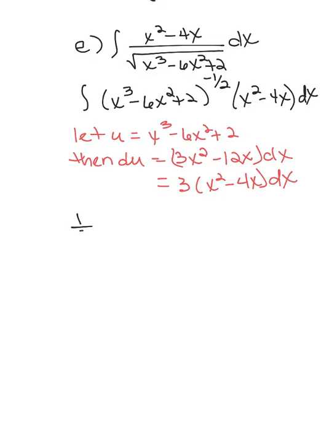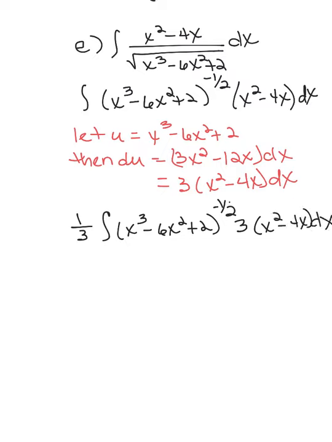So I'm going to have 1/3 out front, the integral of my quantity x cubed minus 6x squared plus 2 to the -1/2 times 3 times the quantity x squared minus 4x dx. Now we're going to keep our 1/3. We're going to do our substitution. We're going to have u to the -1/2, and all of the rest of this, the 3, the quantity, and the dx equals our du.